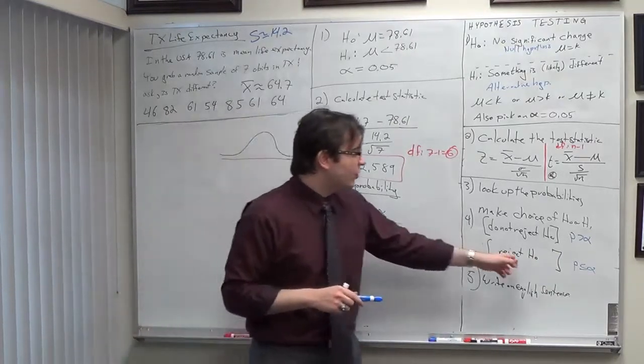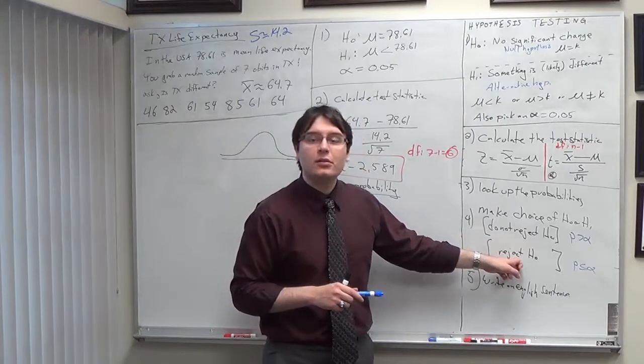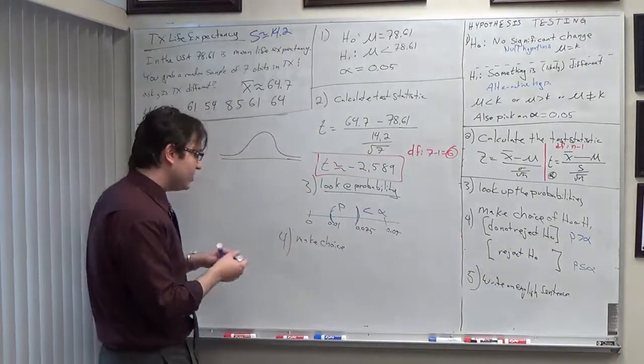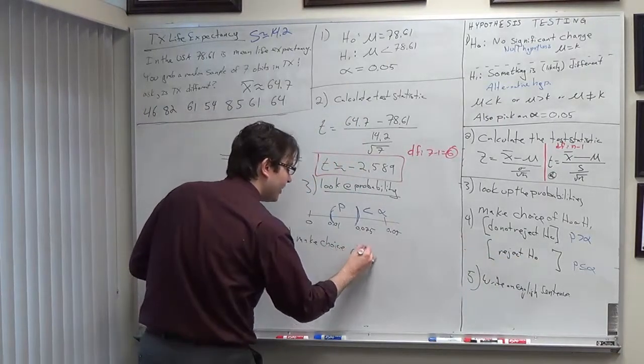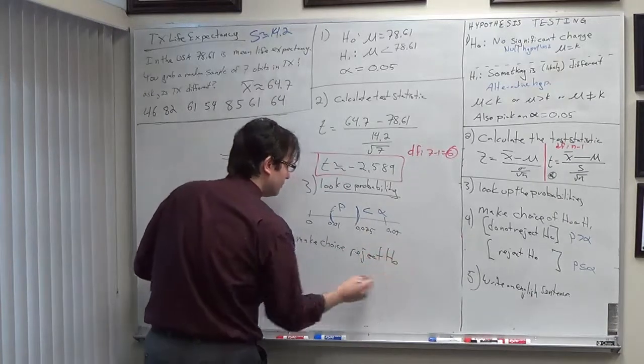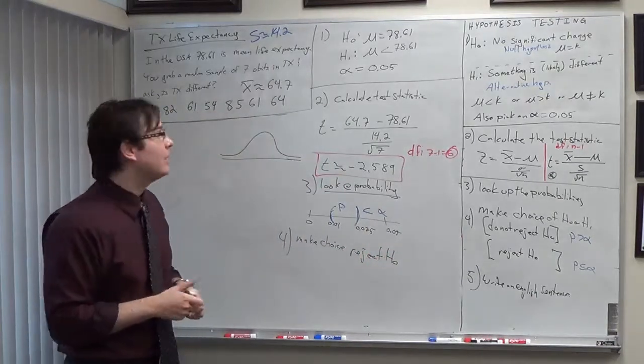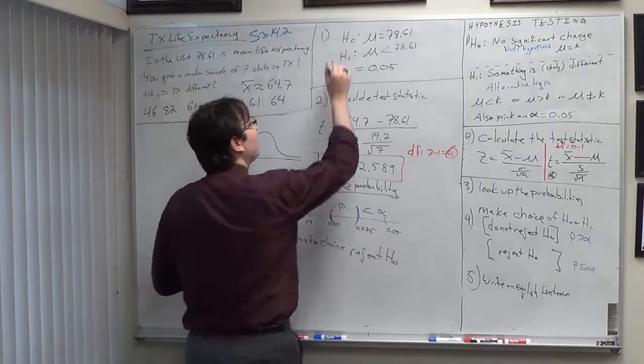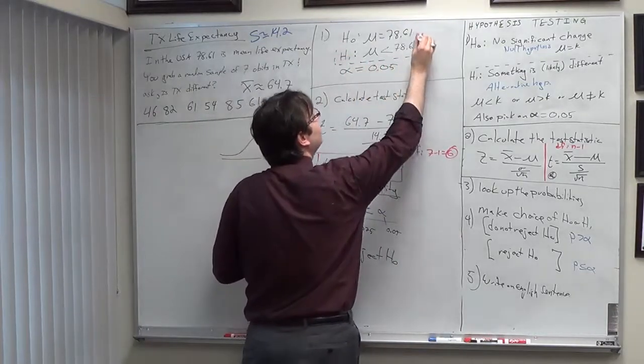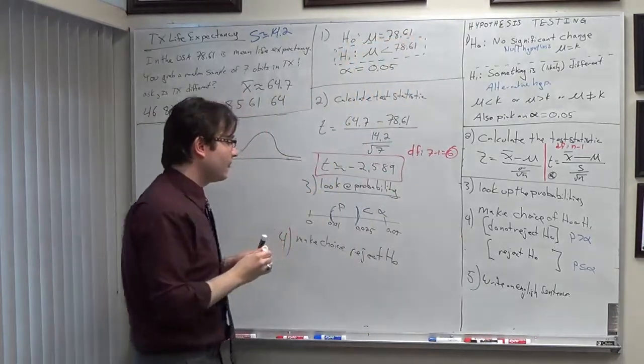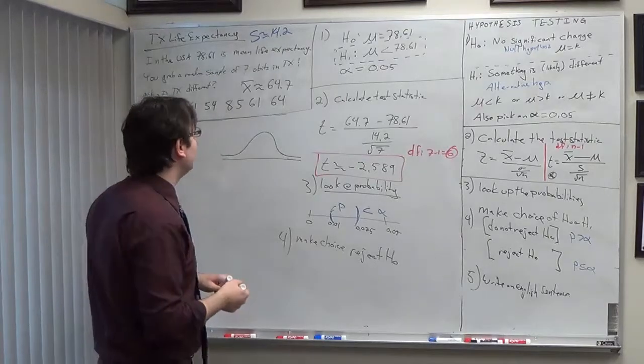But this means that we're going to reject the null hypothesis. So you make your choice, and our choice is to reject H naught. What does that mean? That means that we found statistical support for the alternative hypothesis. Step 5 is to write an English sentence.